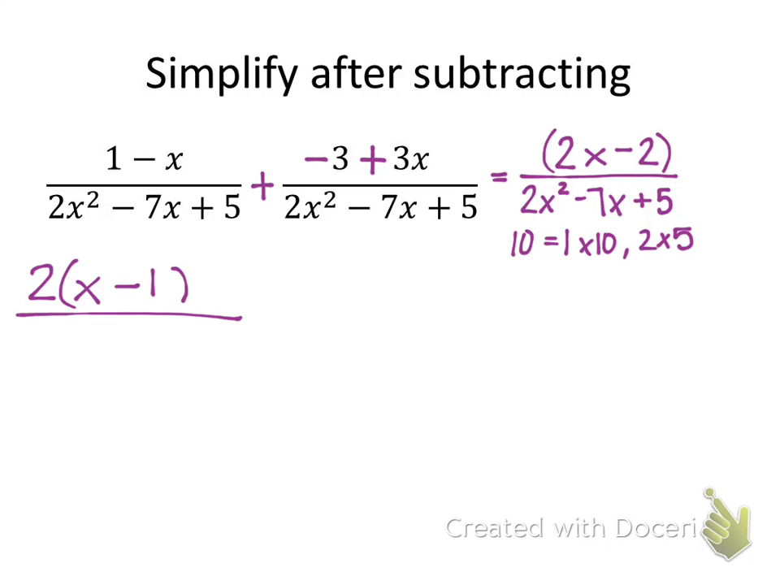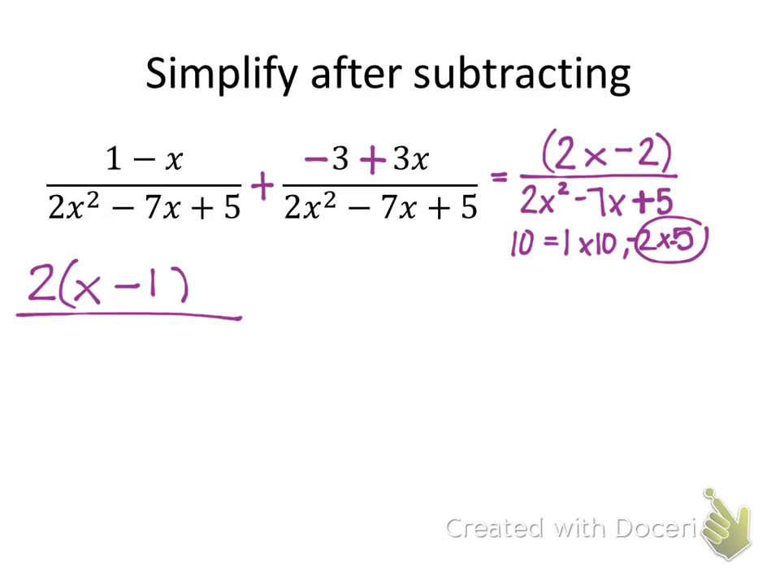1 times 10 and 2 times 5. Now I need to ask myself, which ones will add together to give me 7? 2 and 5. Now let's double check. I need to make sure I got my signs right. Since this is an addition right here, I know my signs have either got to be plus plus or minus minus. So I look to B. Whatever B is, the signs that I'm going to have. So it's going to be minus, minus.